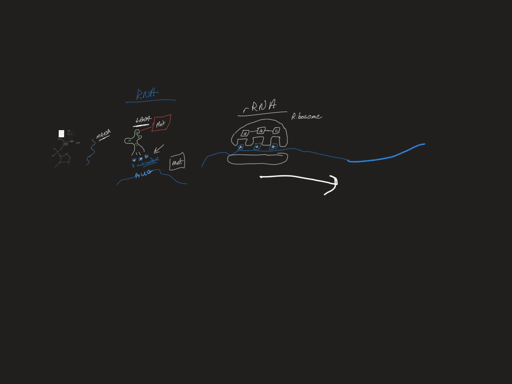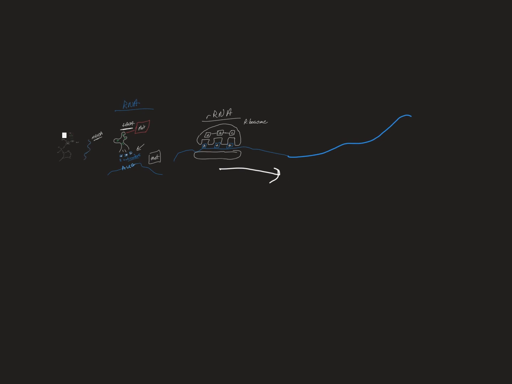This mRNA is long. It might be 100 to 5,000, whatever. I don't know, I'm just making those numbers up. 100 or 1,000 nucleotides long, and it's going to read them 3 at a time. Every time it has 3, it's going to bring another amino acid until it gets to a stop codon. So this is going to stop it, everything falls off, and you've made your protein.